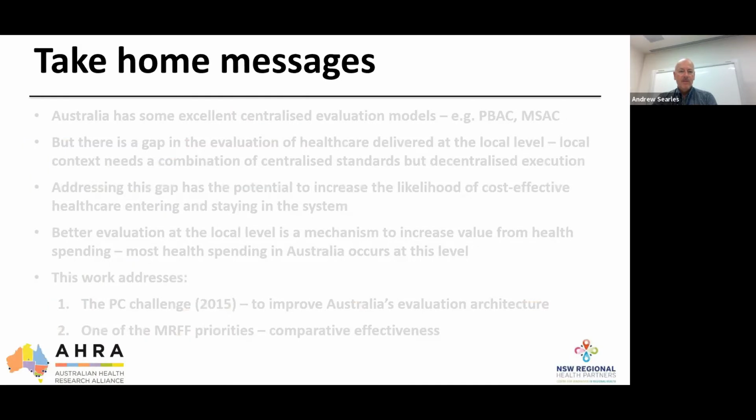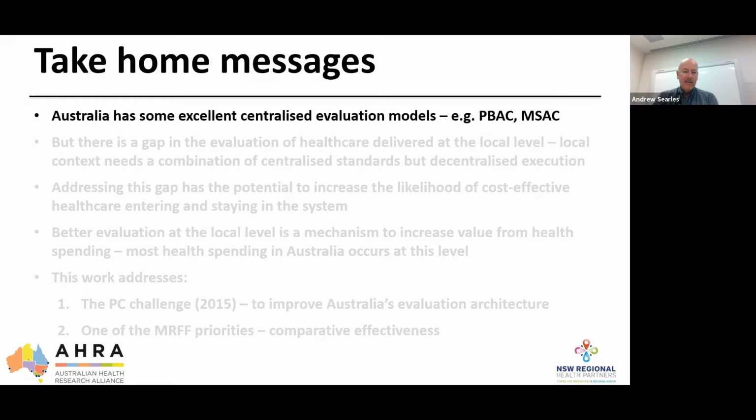So in terms of the main messages from the work that our team were involved in, and when I say our team, I mean the national panel that everybody had input into the work that we were doing. The first message is, of course, to note that Australia does have some excellent centralised evaluation models. Penny mentioned before the Pharmaceutical Benefits Advisory Committee and MSAC. So these national bodies work particularly well when we have a nationally funded technology.